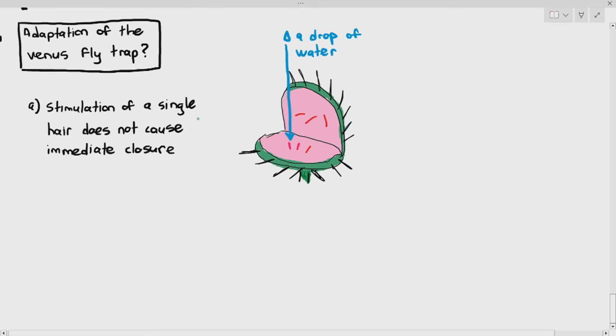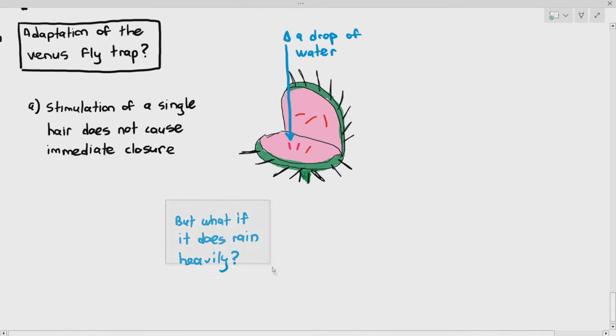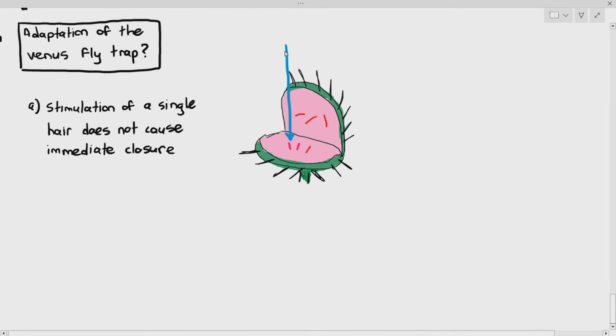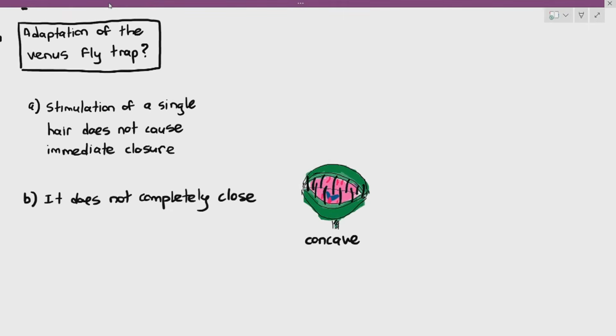Now, some students will then say, but teacher, the rain is not just a single drop. There might be a lot of drops of rain. So what if it does rain heavily? Surely more than 1 of the hairs will be stimulated between 20 to 35 seconds. Well, in that case, it may close, but it does not close completely. And the hairs are no longer stimulated because it's covered right now within the trap.